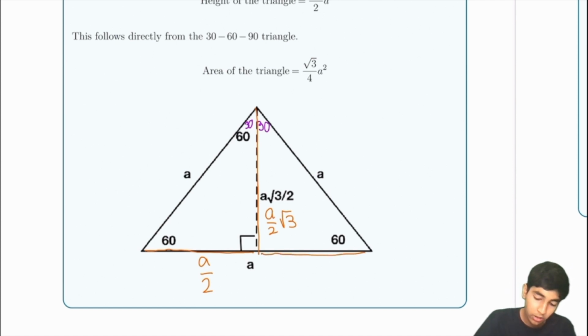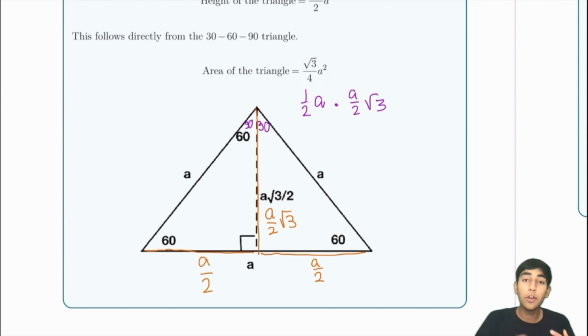So this part is also A over 2, right? So the area of the triangle is now just half base times height, which is half times A times A over 2 root 3, which gives us this cool looking formula over here, which is good to memorize. Root 3 over 4 times side length squared. That's the area of an equilateral triangle.